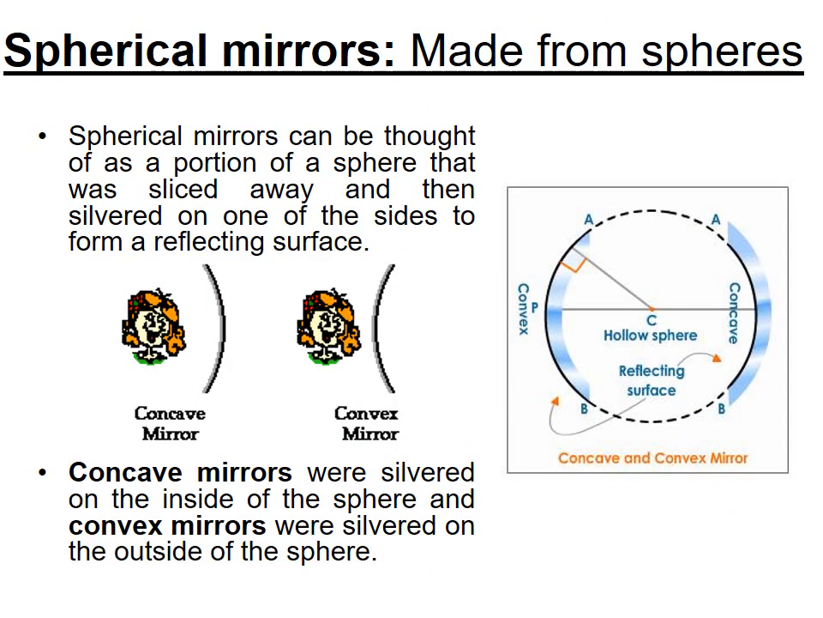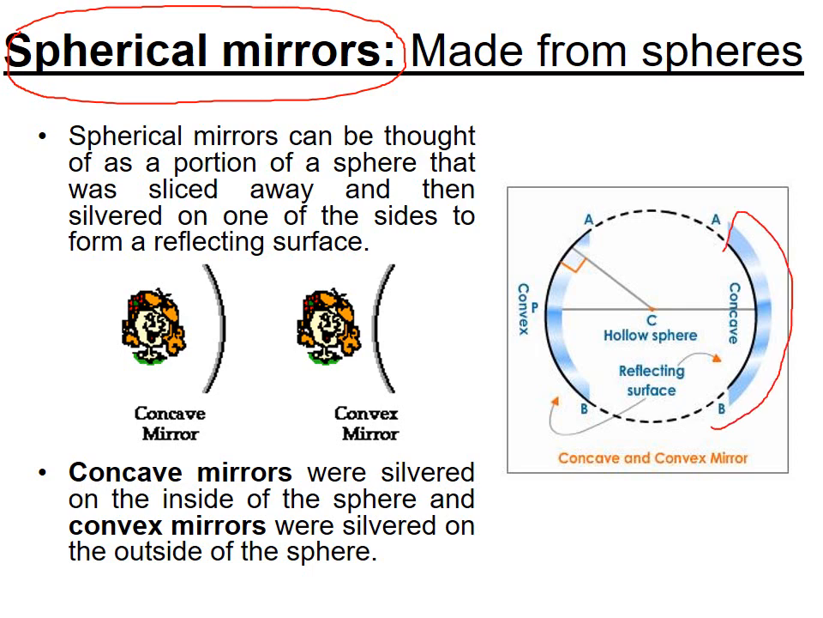So before we go into ray diagrams for curved mirrors, we need to look at what a curved mirror is, how it forms, and we need to learn some important terminology. A curved mirror is often called a spherical mirror, and that's because it's made from a sphere. So if you had a sphere and you cut a piece of the sphere out, you would end up with a mirror. If you had the inside of the sphere that was silvered, that would make a concave mirror, and if you had the outside of the sphere that was silvered, that would make a convex mirror.